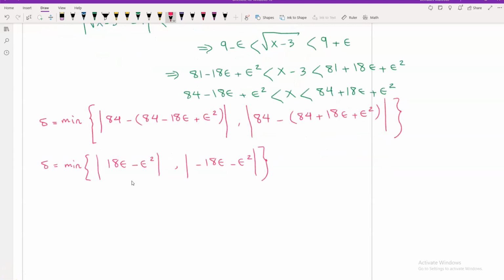So I simplified what they had here, this absolute value. So delta is the minimum of absolute value of 18 epsilon minus epsilon squared and absolute value of negative 18 epsilon minus epsilon squared. So our delta is absolute value of 18 epsilon minus epsilon squared.